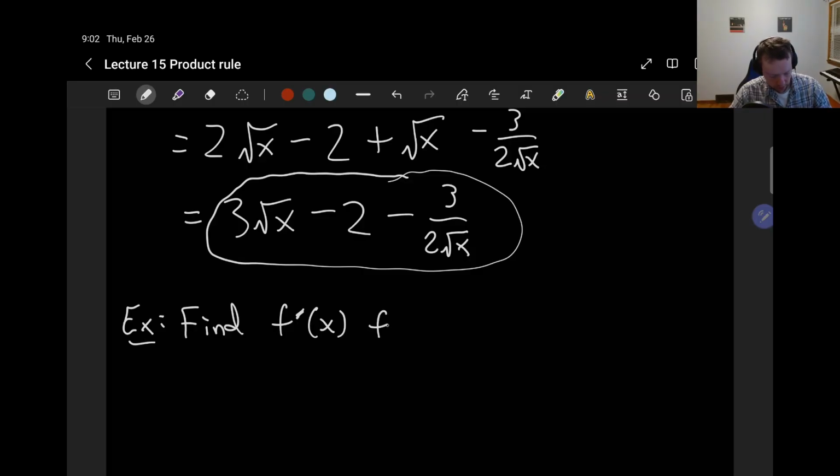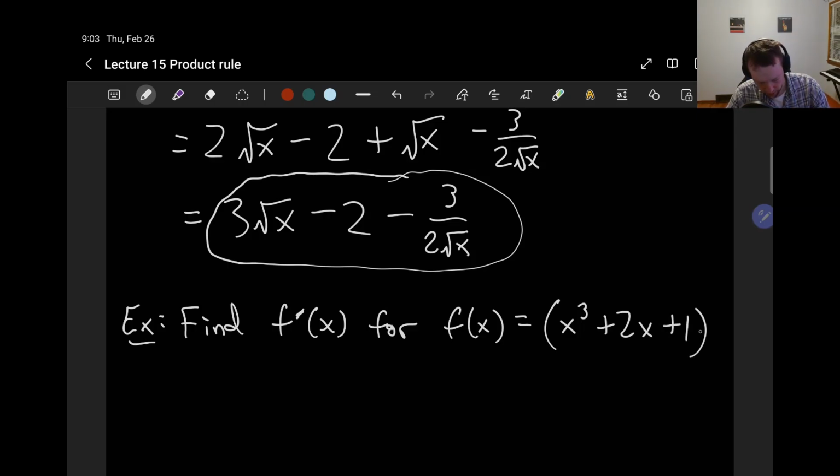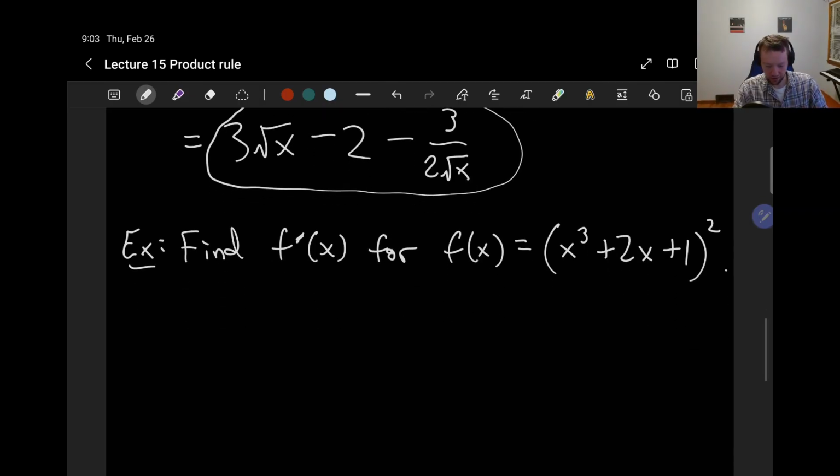Find f prime of x for f of x. Inside the parentheses, we have x cubed plus 2x plus 1 squared. Now again, it is possible to do this without using product rule, but we're not going to go that route. We want to learn the rule while we're at it. That's very important to do.